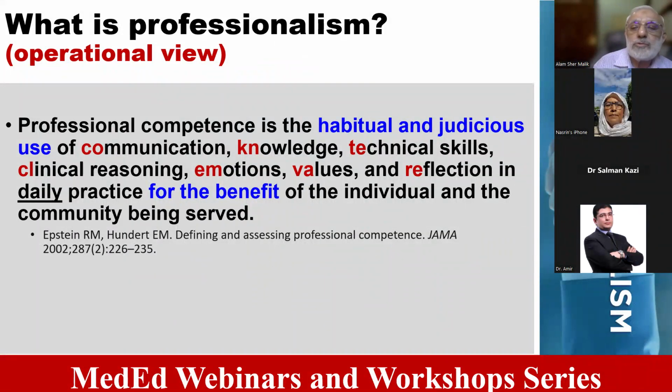The word habitual means that it is second nature. It is expected that health professionals use different attributes, different skills, and knowledge for the benefit of the individual and the community being served without really much thinking about it. That becomes their habit. So this is another view of health professionalism.